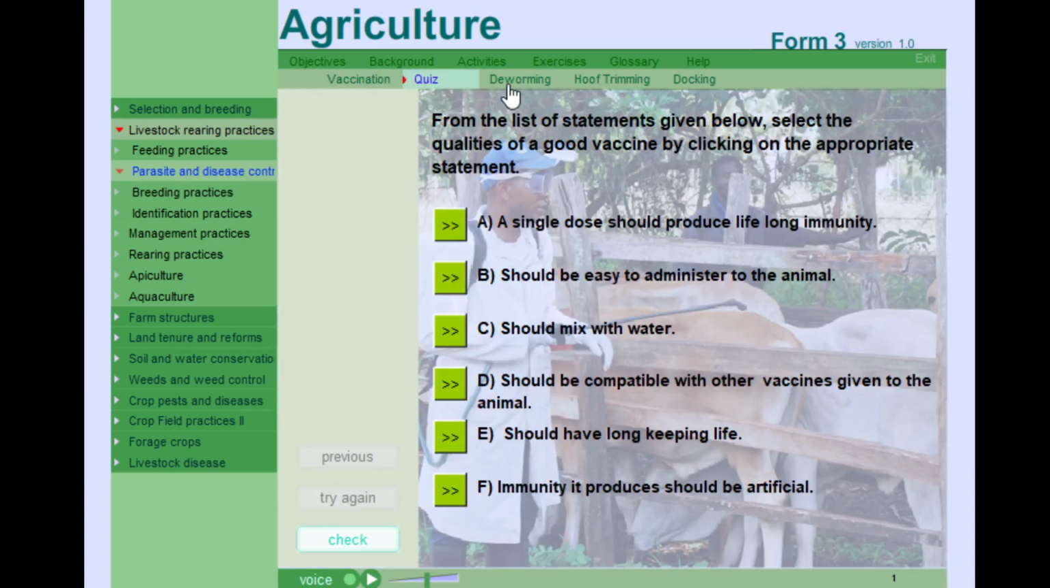From the list of statements given below, select qualities of a good vaccine by clicking on the appropriate statement.